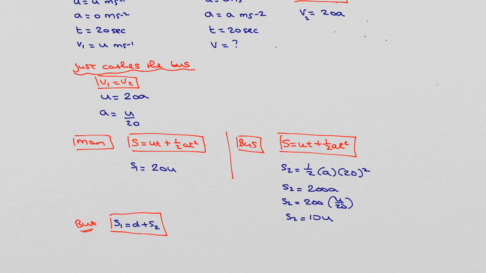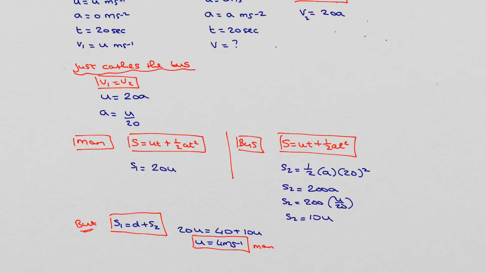Well, S1 we've said is 20U. D, the distance between them was 40, plus S2 is equal to 10U, and therefore that gives us 10U is equal to 40. In other words, U is equal to 4 meters per second. So we've now found the velocity at which the man is travelling.